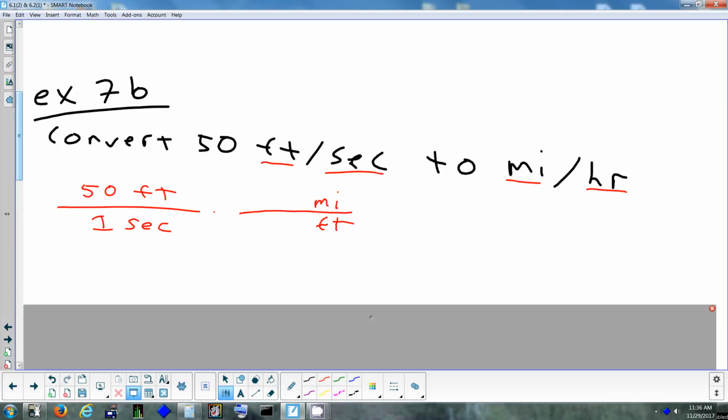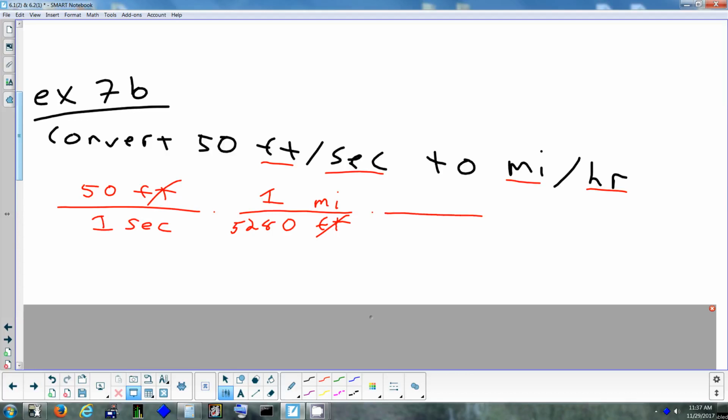What's the connection between how many feet and a mile? 5,280. Yeah. So 5,280 feet in 1 mile. If you stopped here, what would your units be? You would have a speed in miles per second, which is fine, but it's not what they asked for. They asked for miles per hour.